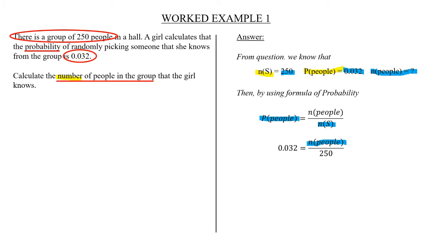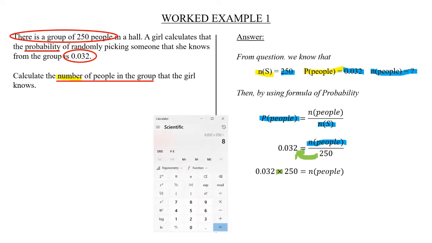Okay, inshallah. First, the 250 goes to the left hand side. Because of this division, when it goes to the left hand side, it becomes multiplication. Using the calculator, we will get 8. The value is 8. So the answer is, therefore, the number of people in the group that the girl knows is 8. Simple, right? Inshallah.